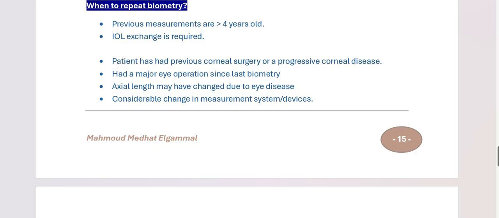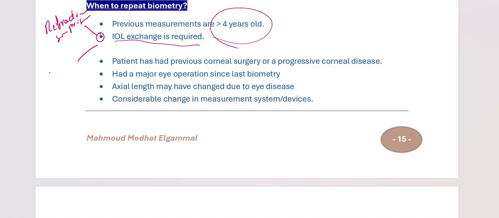Now we come to when to repeat biometry. This is different from what we discussed earlier, the criteria to repeat biometry in the same setting. This is when to repeat the biometry if a patient had a biometry and didn't have the surgery, and then is coming back after some time for surgery. If the previous biometry is more than 4 years old, if this patient is undergoing IOL exchange, either for post-operative refractive surprise or because of a cloudy IOL, you need to repeat the biometry in both situations.